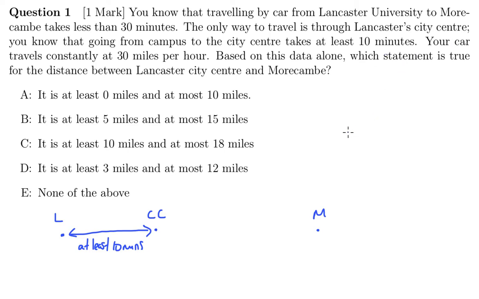It says your car travels constantly at 30 miles an hour. That's really important. So it does 30 miles in 60 minutes. So what we can do is work out what distance this is going to travel. If we travel 30 miles in 60 minutes, in 10 minutes we've done a sixth of it, we divide by 6, so 5 miles. So the city centre is at least 5 miles away.